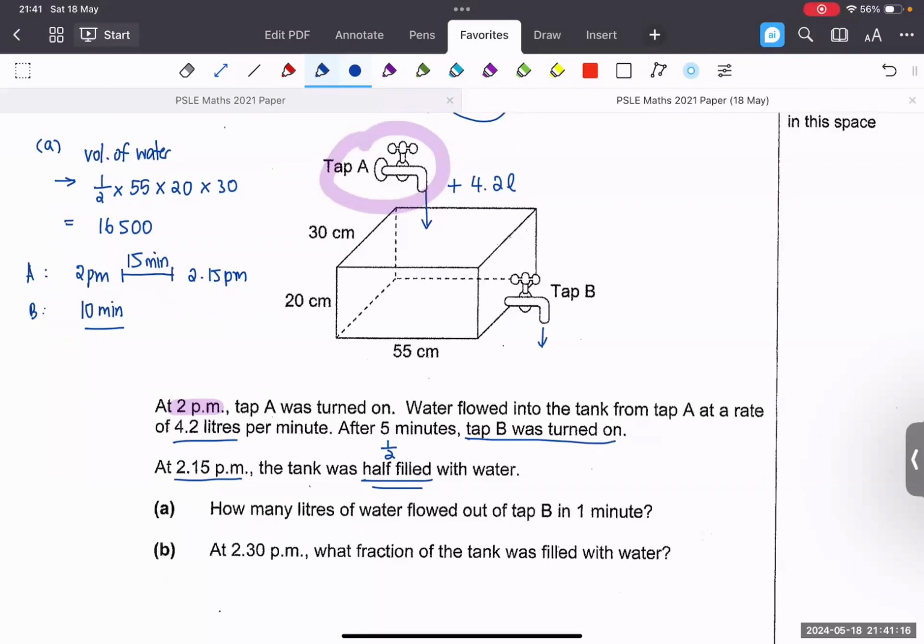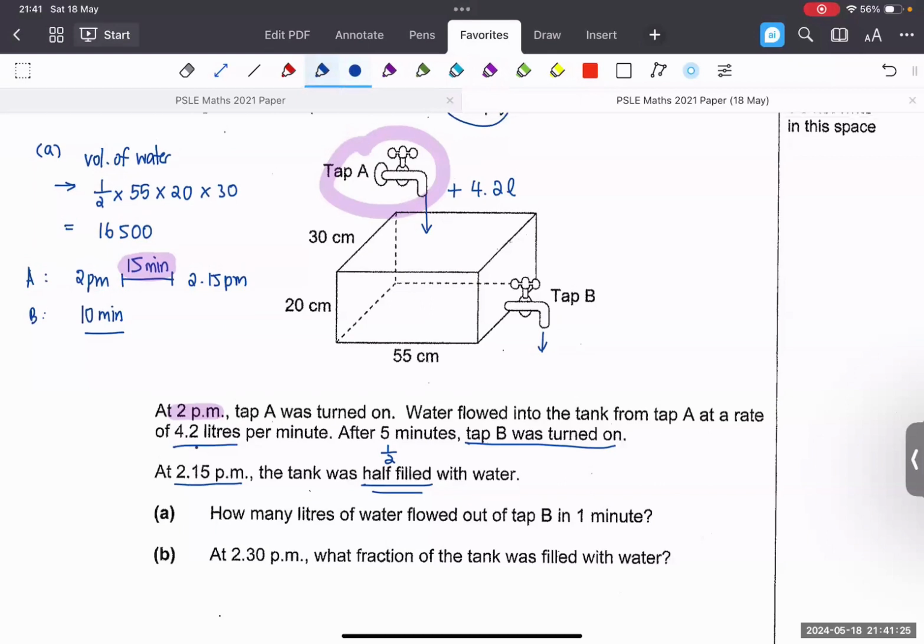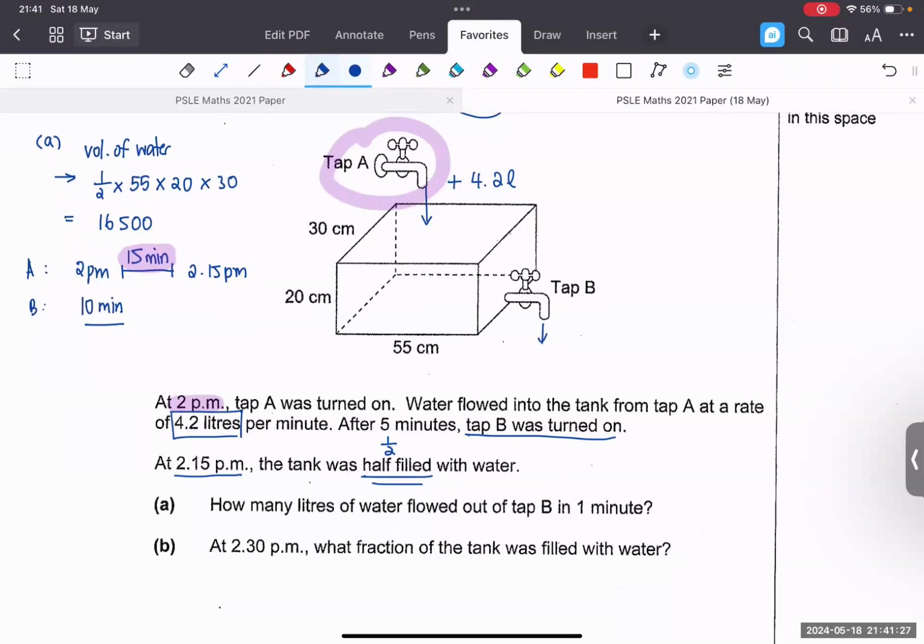Okay, what do we do next? Number one, you know that tap A fills for 15 minutes. Then you will be able to find out the amount of water that actually fills the tank in 15 minutes. So we will find out the water from tap A. I'm going to write it here, got no space. 15 times 4.2 liters, which will give us 63 liters.